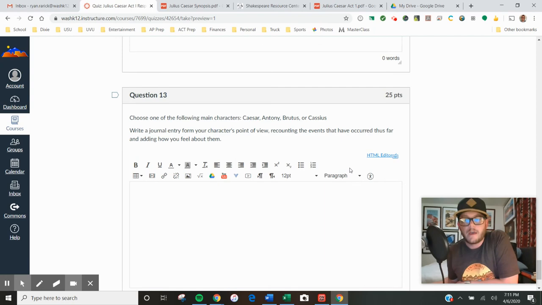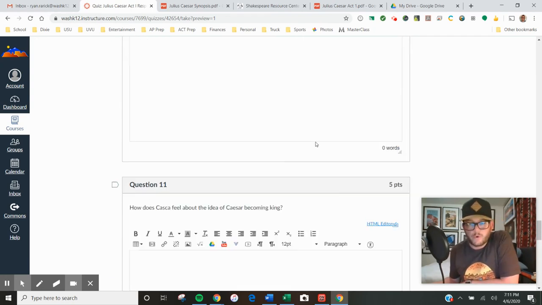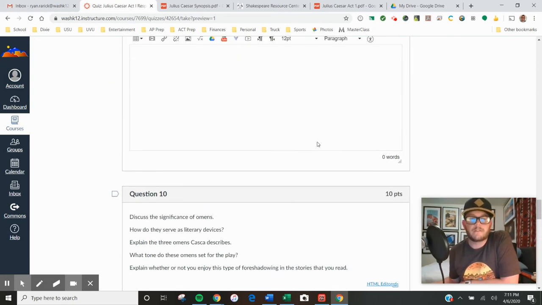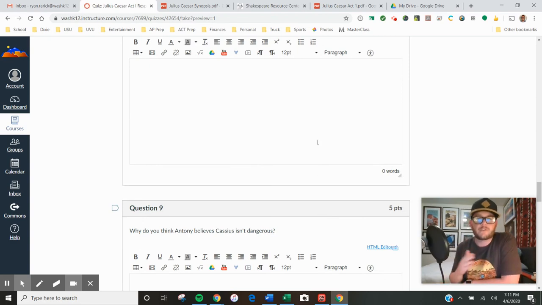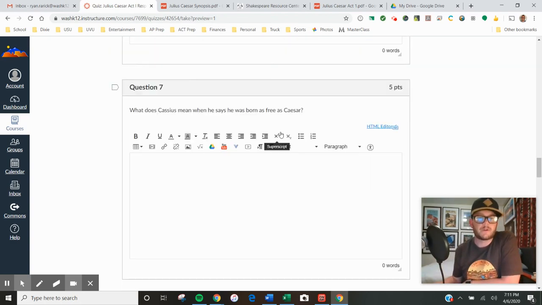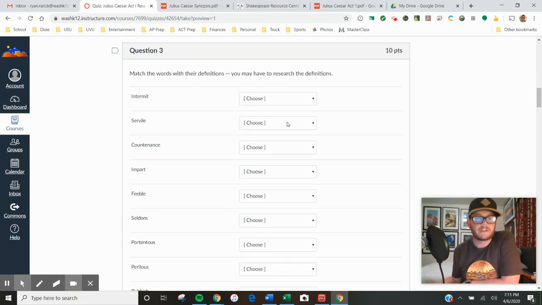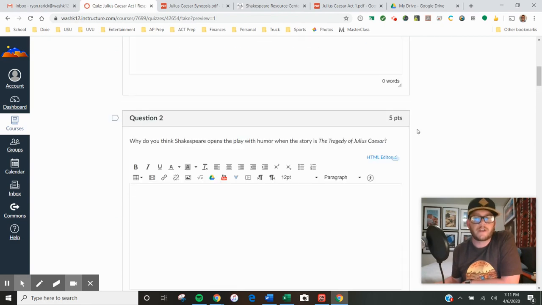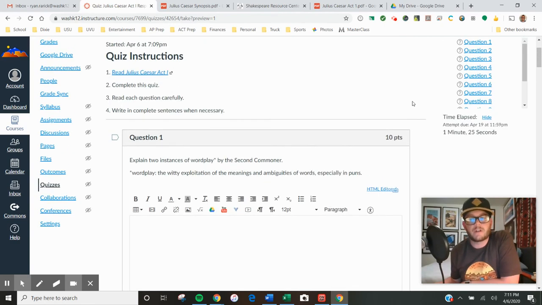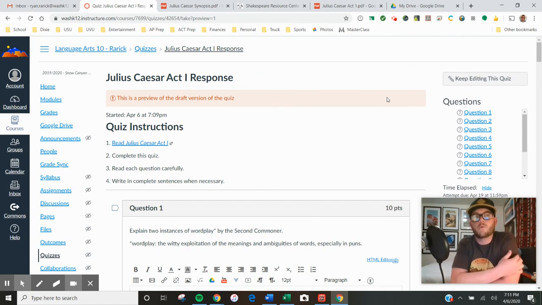All right. Anyway, basically all of your act responses will have something similar where you'll have a vocabulary section that's matching. You'll have some short answer that are between 5 and 10 points. You'll have 1 or 2 questions that are worth more than 5 or 10 points that require you to write in paragraphs as well. Hopefully that makes sense, and I hope you enjoy the play.